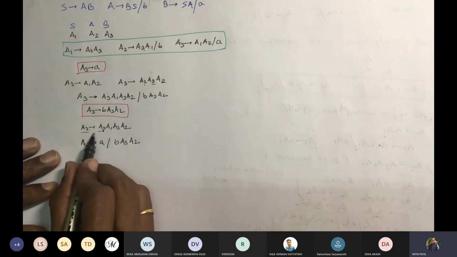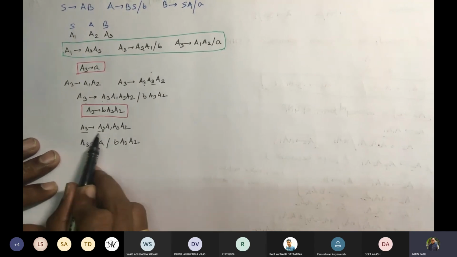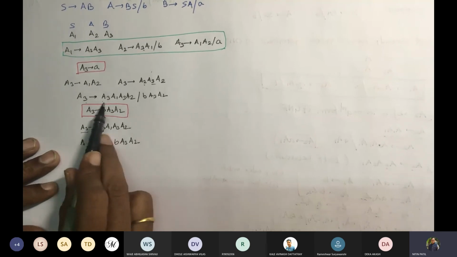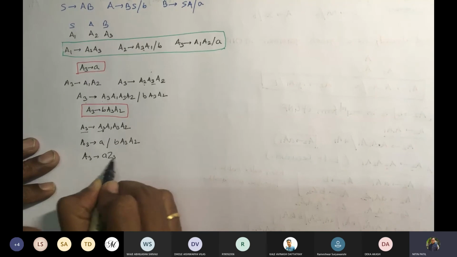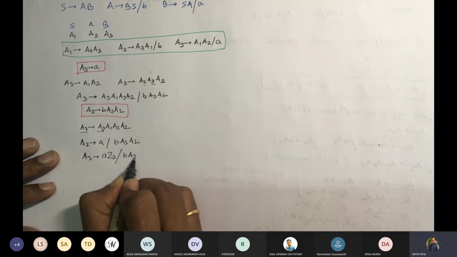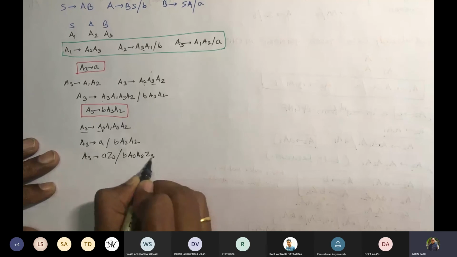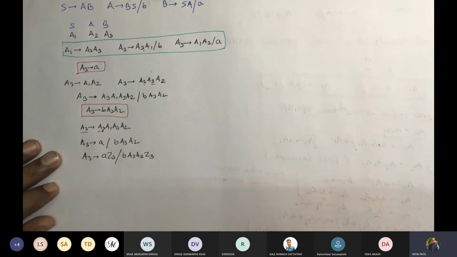और इसके साथ हमें Z3 इंट्रोड्यूस करना पड़ेगा. Why we have to introduce Z3? Because we have A3, A3 matching. Correct. यहाँ पे देखो A3, A3 matching है ना. So that's why we are rewriting this as A3 gives A, Z3, B, A3, A2, Z3. Am I correct?